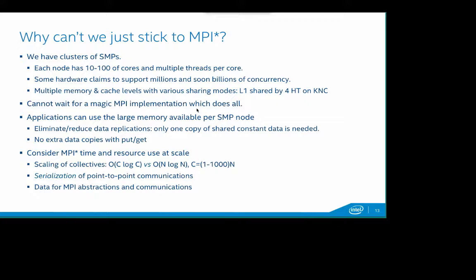A good example is a typical collective. There are great algorithms, very well optimized on shared memory machines and so on. But fundamentally, we are talking about the scale of C log C, core log core, versus node log node times core. There is a factor of 100 all the way to 1,000. And you're spending 100 times more just to do the reduction. That's something we have to think about.